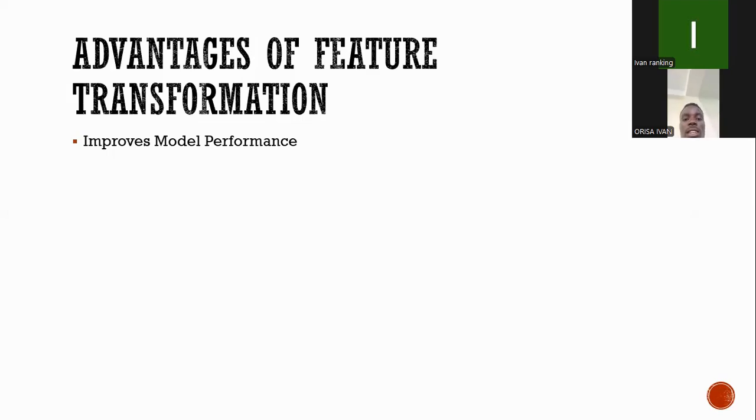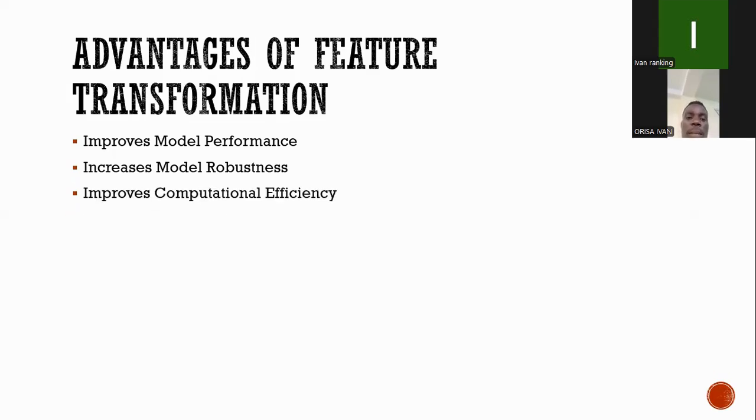Feature transformation improves the model's performance, since now the data that has been transformed becomes easier for the model to understand. It increases the model's robustness. Also, the model is trained on simpler data, so this makes the model more robust and prevents it from anomalies. We have improved computational efficiency. We shall have simpler features trained on the model, and when we use simpler features, we don't have to use more resources. It reduces the computational cost and increases the efficiency.